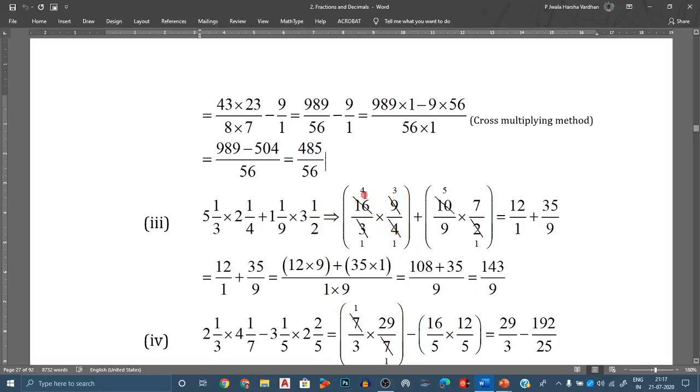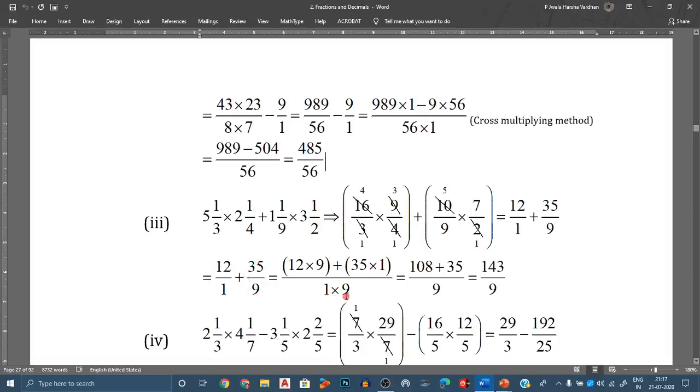So 4 1s, 4 4s, 3 1s, 3 3s here. Now here in this bracket, 2 1s, 2 5s, and there are no common factors for 9 and 7. So now we have to multiply the numerator into numerator by denominator into denominator. So 4 3s are 12 by 1 1s are 1 here, plus 5 7s are 35 by 9 1s are 9. Now it is the addition of two fractions. Now we can use here the cross multiply method. So cross multiplying this, 12 into 9 plus 35 into 1 by 1 into 9.